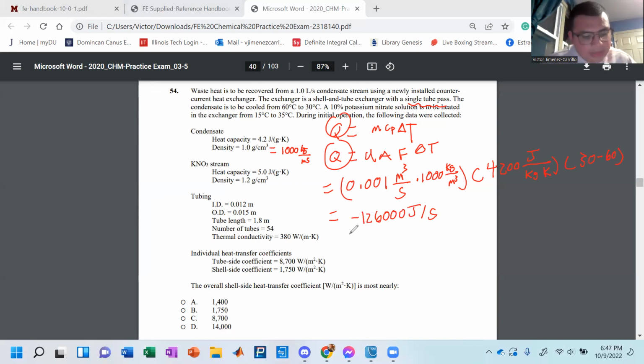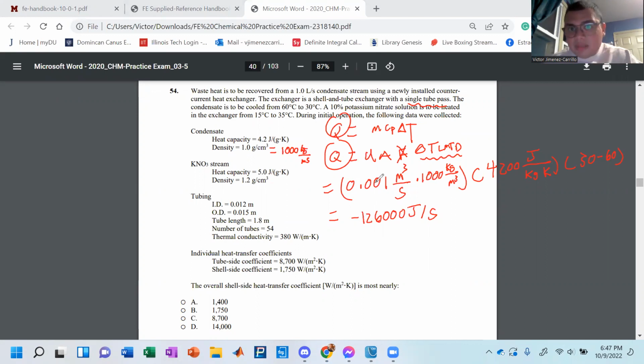Now, that describes Q. We have Q. We can find area. We described the F factor here being non-existent because it's a single pass tube. We don't have to think about a correction factor. And delta T here is not any old delta T. It is the log mean temperature difference, which complicates everything, but is also easy to find.